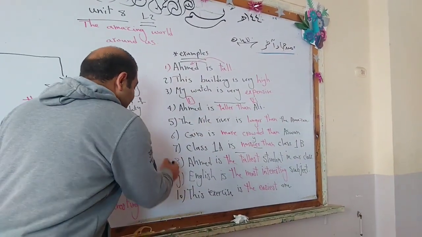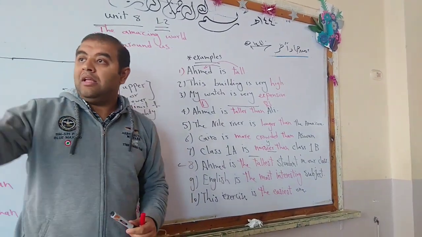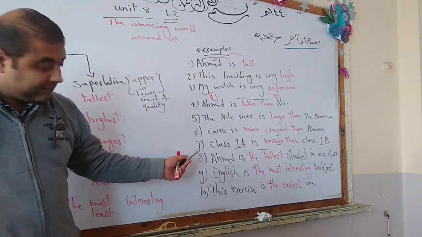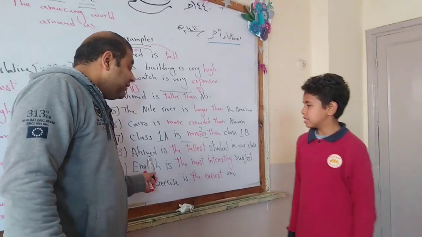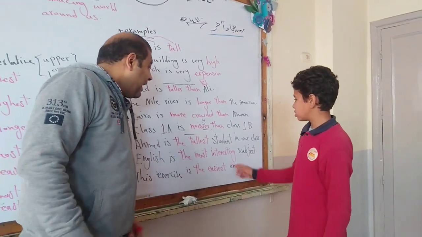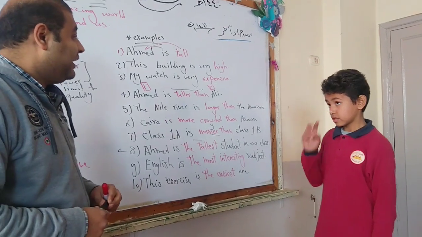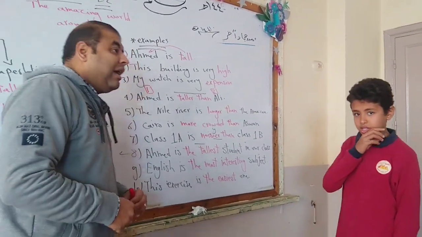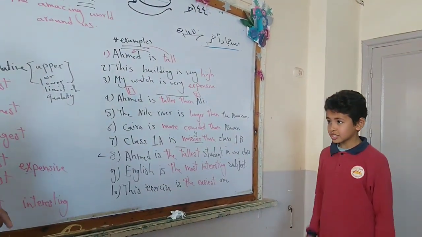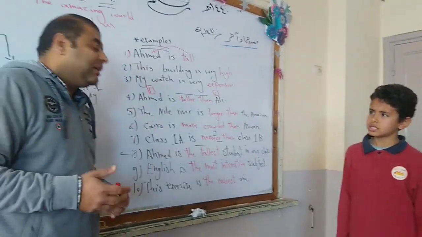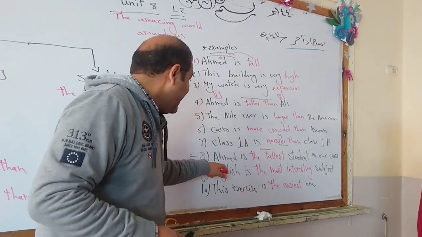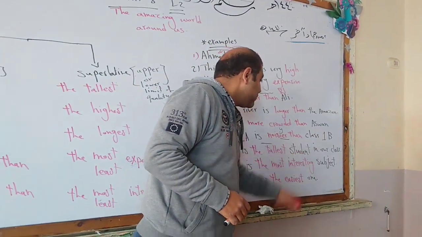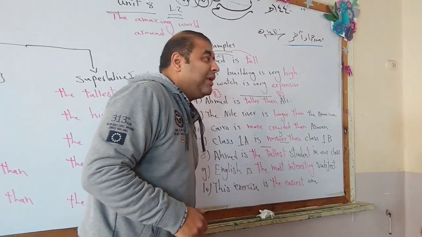Now number 8. Marwan. Ahmed is the tallest student. Speak up. Ahmed is the tallest student in our class. Here, I describe Ahmed and give him superiority. He is superior to his classmates. Okay? Ahmed is the tallest student in our class, and this is a superlative adjective.